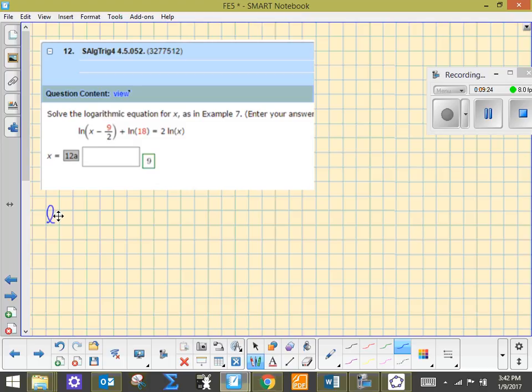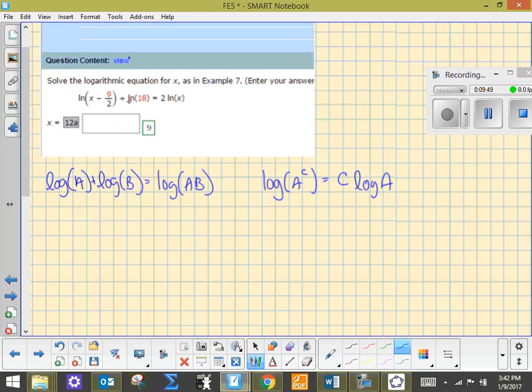Remember that the log of A plus log of B is equal to log of AB. And we also had the log of A to the C is equal to C log of A. Those are the two that I think we're going to need here. I'm going to combine this first part there, because that looks like something like this. So I'm going to multiply the arguments together.